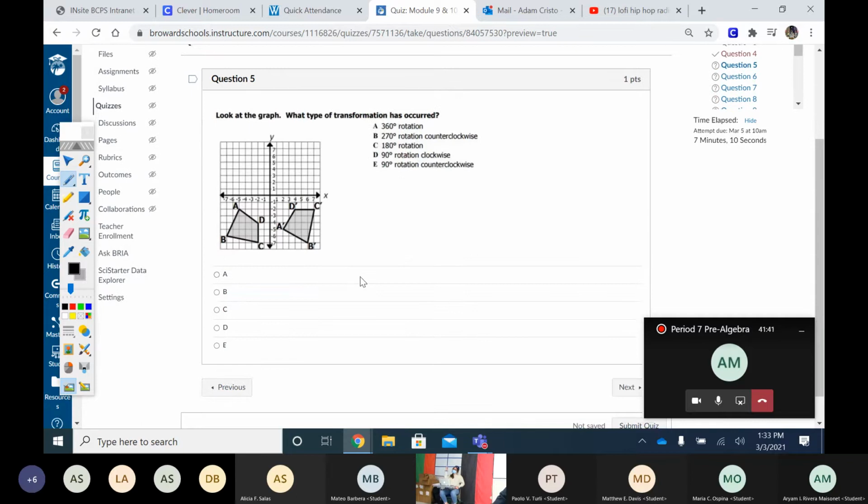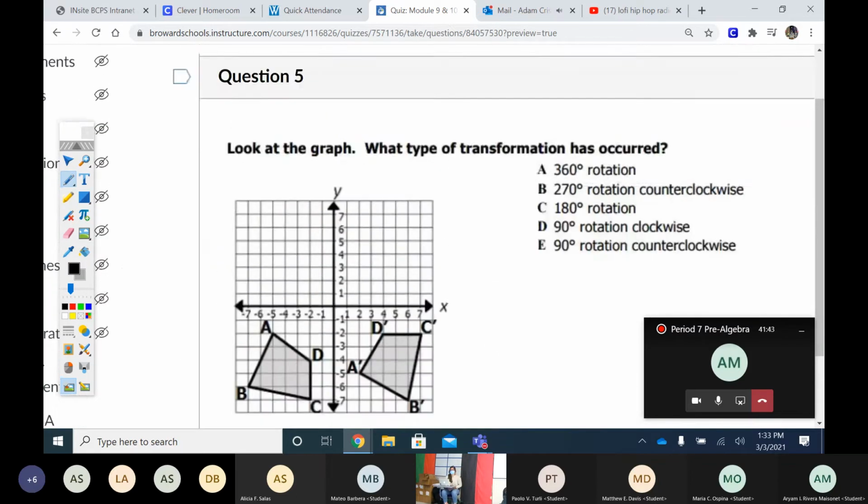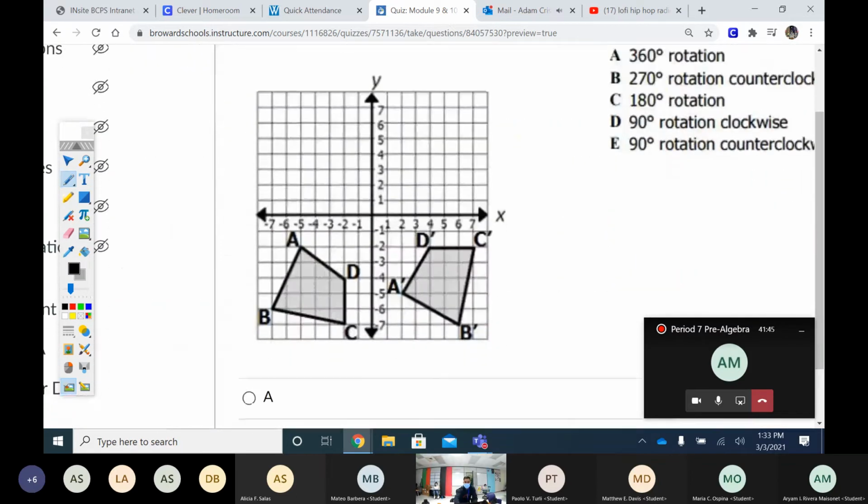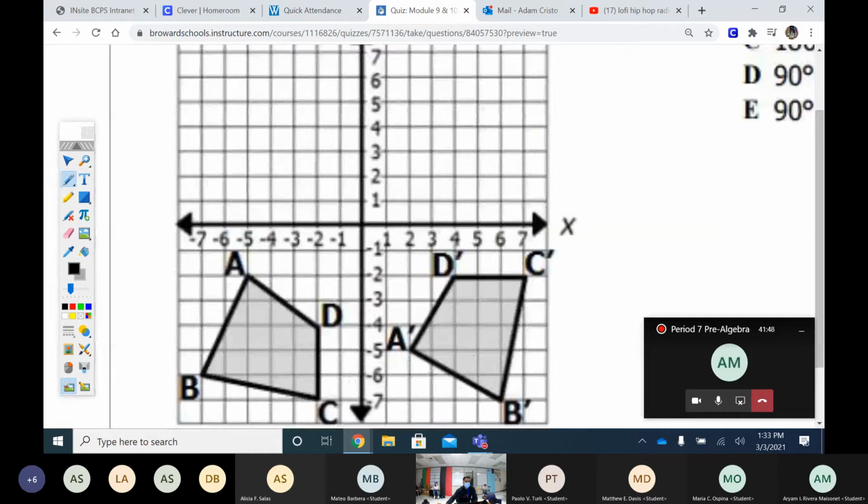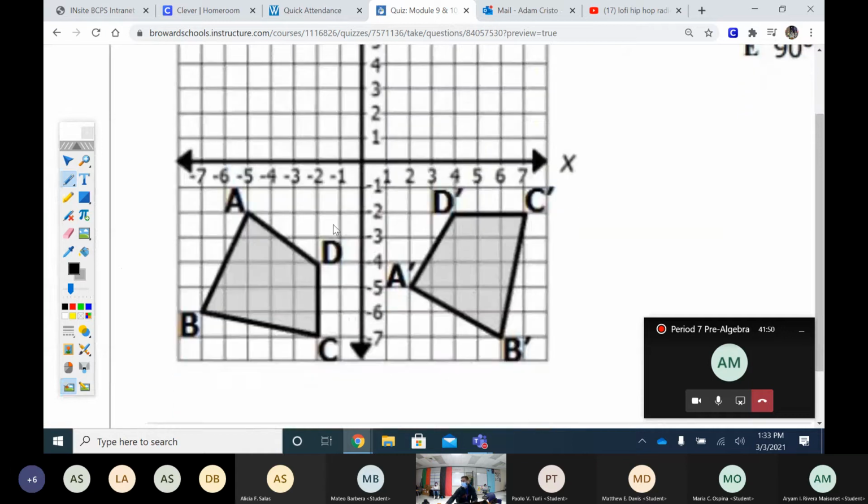Okay. Which one? Forget these answers for a second. Which one is the pre-image first? Oh, the one on the left. Okay, the one on the left. Why is this one the pre-image? It doesn't have the little apostrophes, the little primes, the Amazon primes. So we know this one was the original. This one came after. What kind of rotation happened?